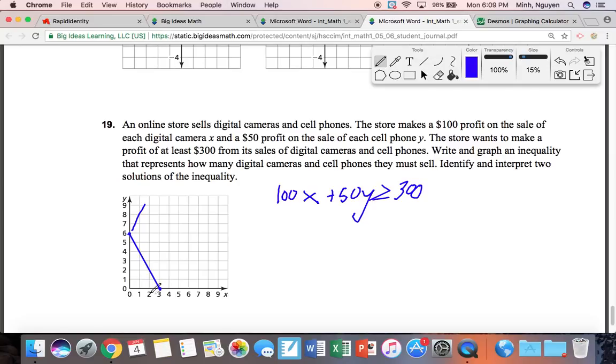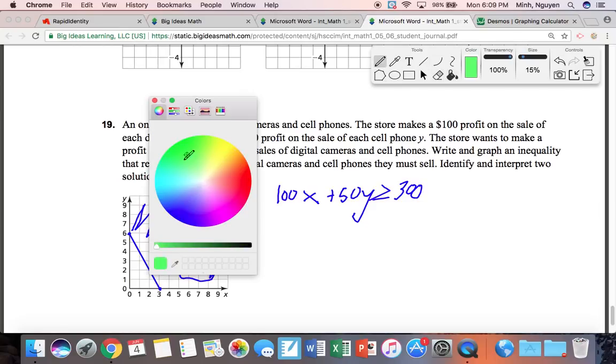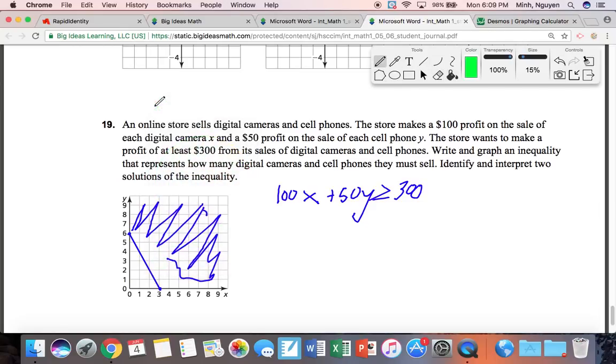And if you just look at it, think about it. If I'm selling more digital cameras or more cell phones, am I making more profit or less? You're making more. So if this line is hitting 300, everything over here is more than $300 worth of profit. Identify and interpret 2 solutions. So we could just pick any 2 random spots on this, and I'll make it green so it's nice and distinct. So we have 3, 9 and 7, 2.